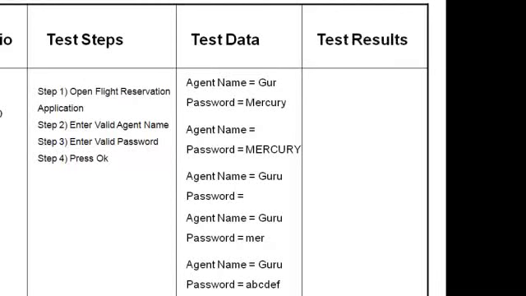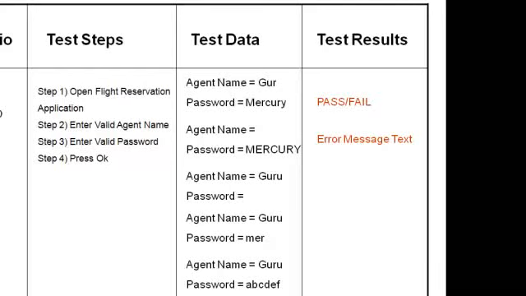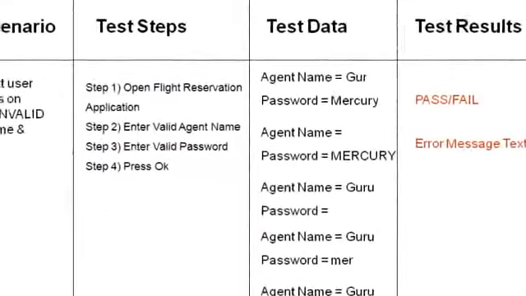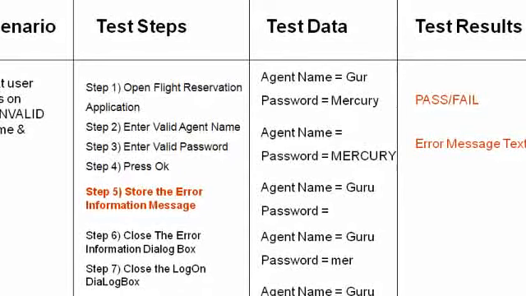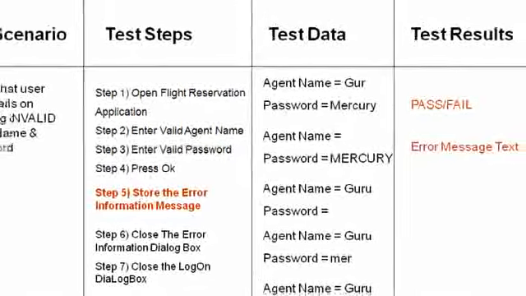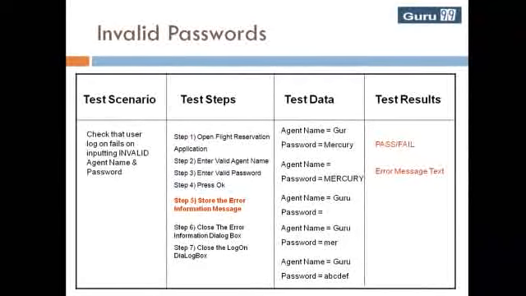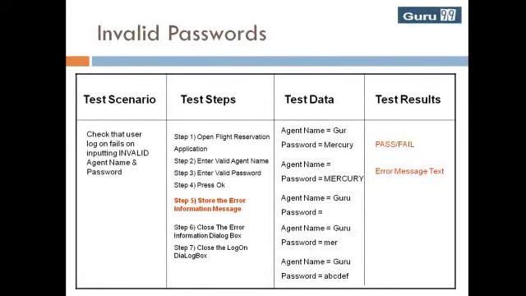As a part of test results, you may require pass and fail status and the error information message generated, since for different combinations of invalid agent name and passwords, different error messages would be generated, and it would be handy to capture the information messages for easy reference. This can be done by adding an extra step, store the error information message before the close error information dialog box step. Checkpoints were covered earlier, and we will focus on just output values in this tutorial.